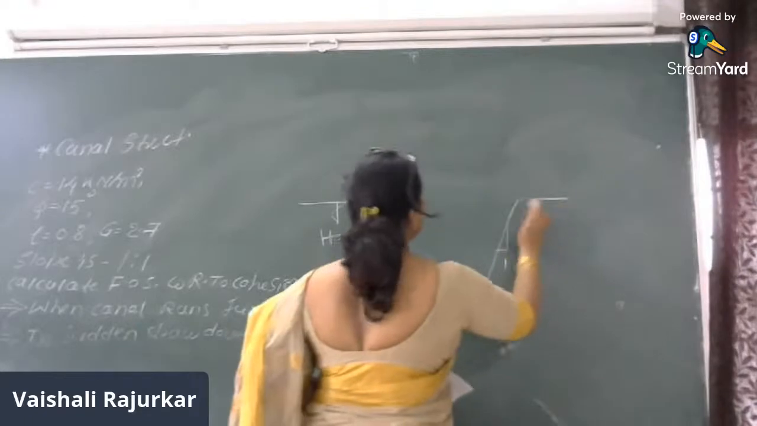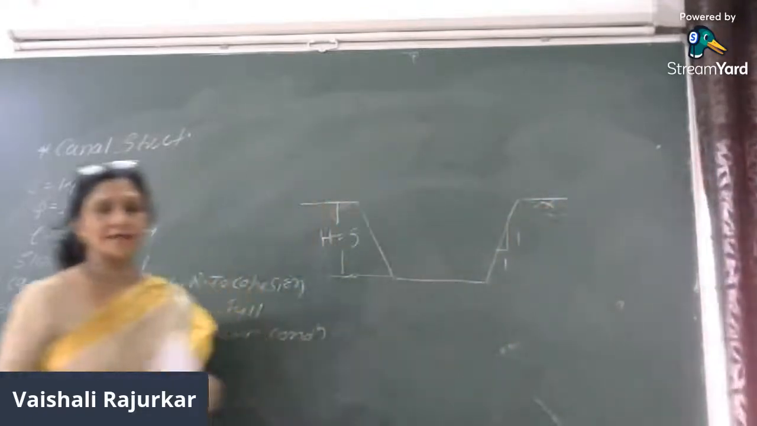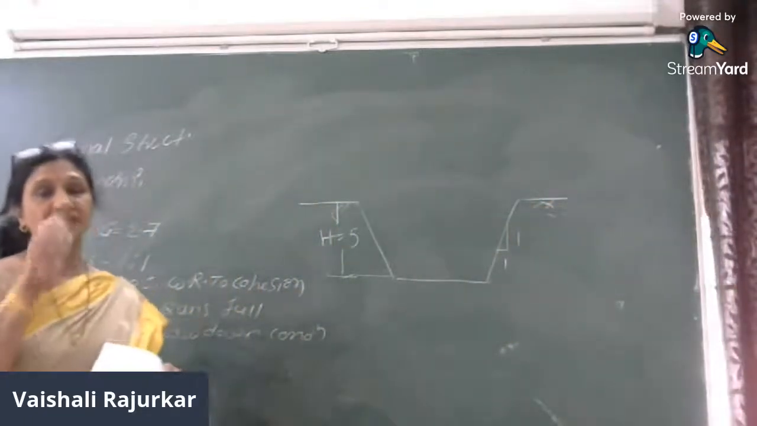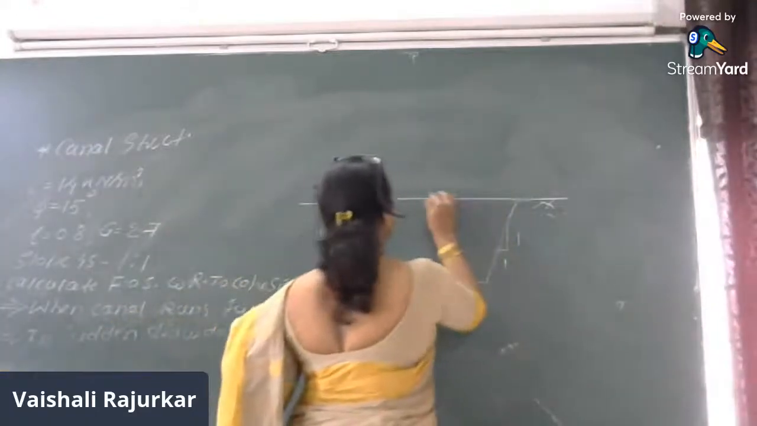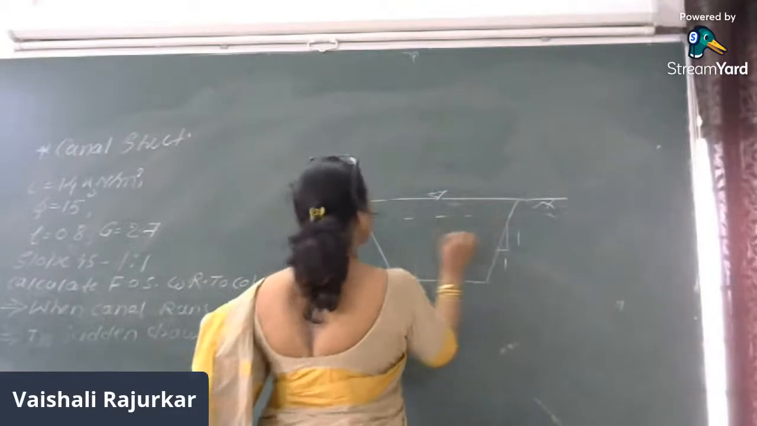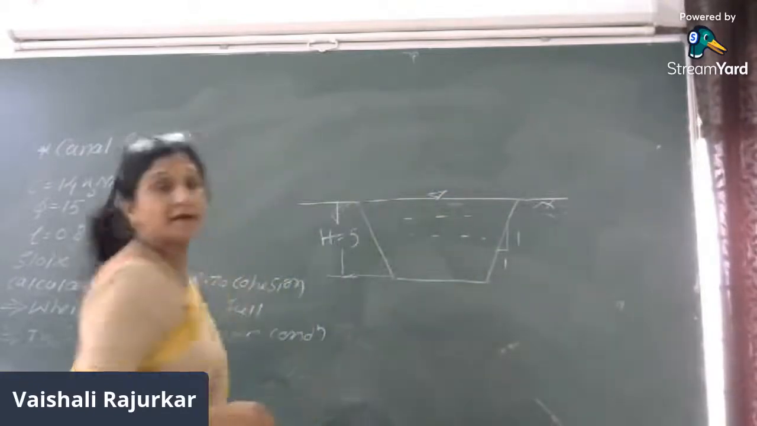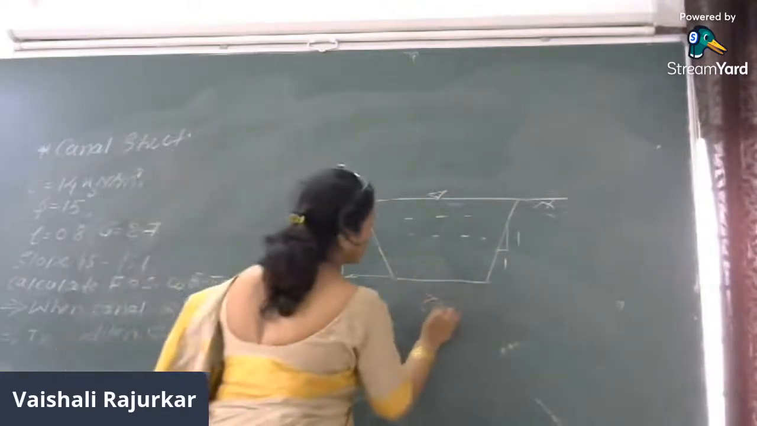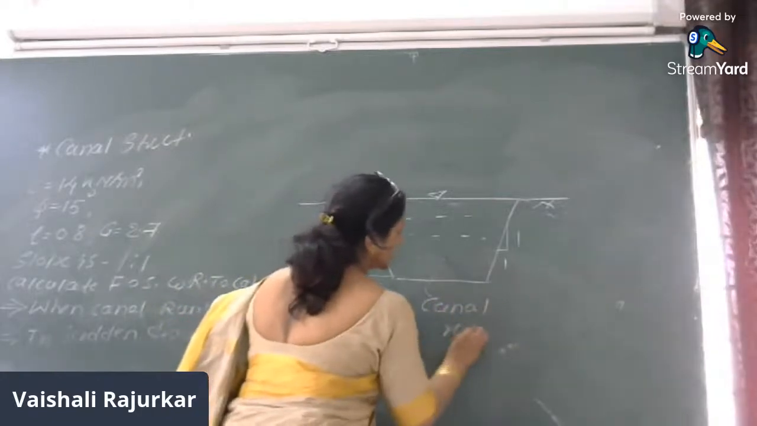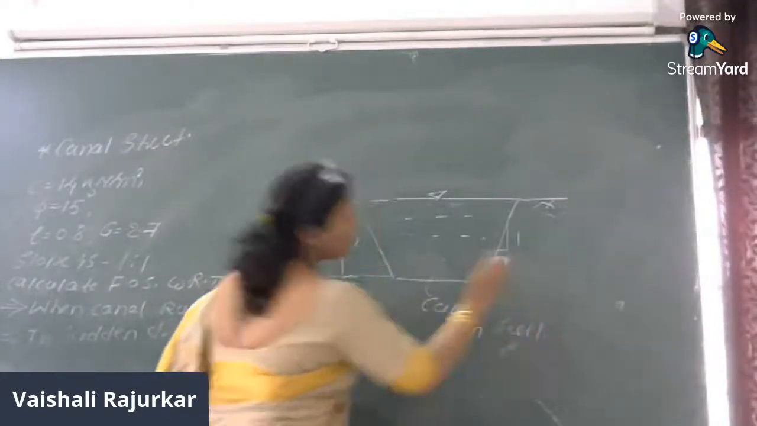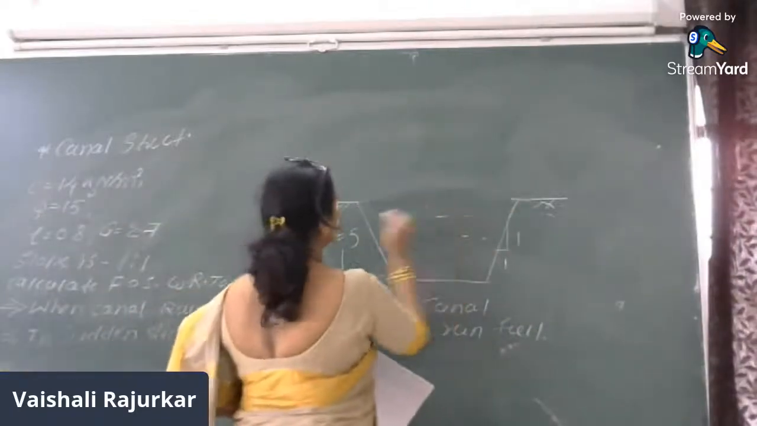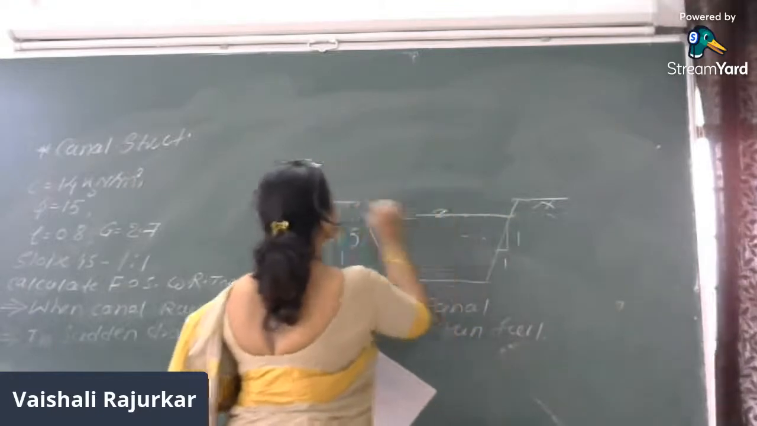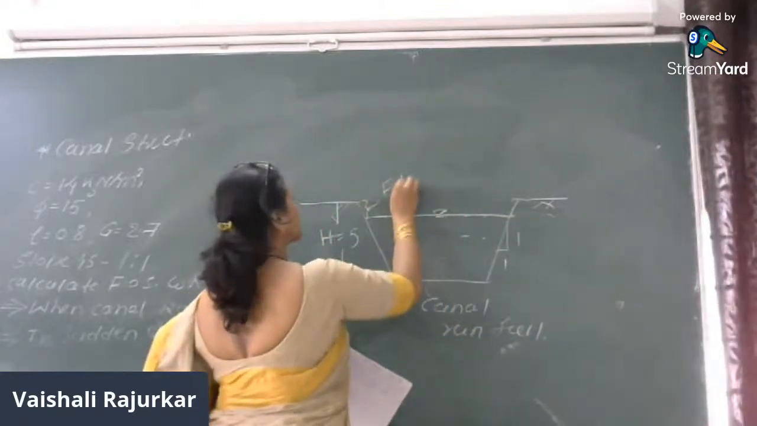The factor of safety is calculated for the worst condition, when the canal is completely filled with water. So this condition is called canal runs full, full of its capacity. Actually, this water level is not like this, it will be like this because some free board is taken into consideration.